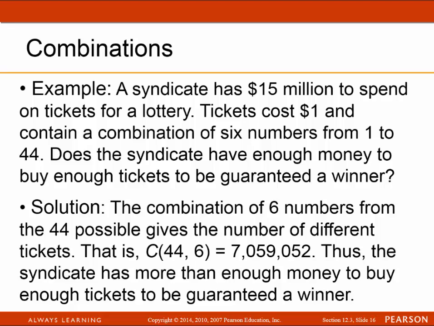So here we have another example. A syndicate has $15 million to spend on tickets for a lottery. Tickets cost $1 and contain a combination of 6 numbers from 1 to 44. Does the syndicate have enough money to buy enough tickets to be a guaranteed winner? So here's the solution. The combination of 6 numbers from the possible 44 gives us the number of different tickets. So that is the combination of 44 objects taken 6 at a time, which is equal to 7,059,052. Does the syndicate have enough money to buy enough tickets to guarantee a winner?